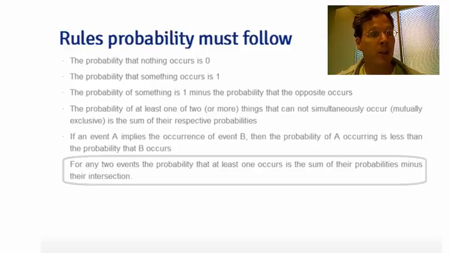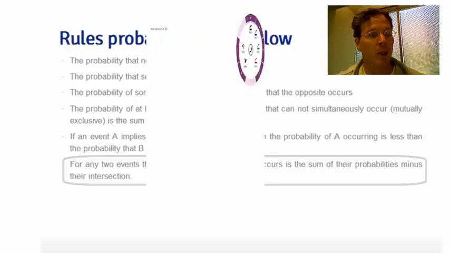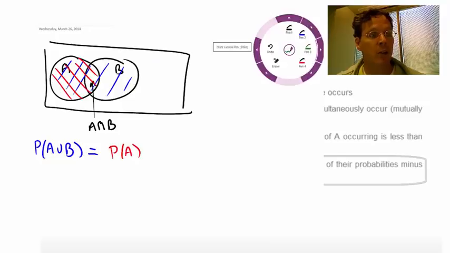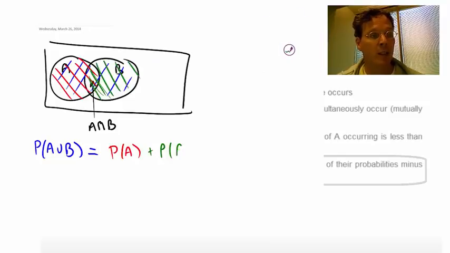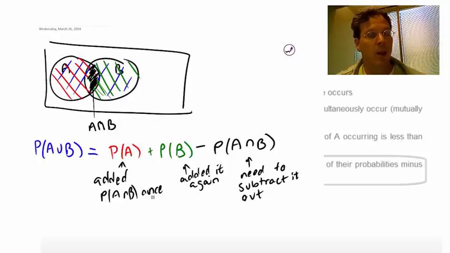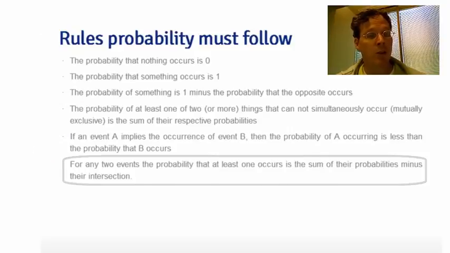Again, this becomes very easy to visualize with a Venn diagram. Here we have the set A and we have the set B. If we add their two probabilities, you see that we've added the intersection in twice. Once when we added in A, and once when we added in B. Since we've added it in twice, if we want the probability of the union, we need to subtract it out once. The result of this rule is to say that you can't just add probabilities if they have a non-trivial intersection. And we'll give an example of that in a second.